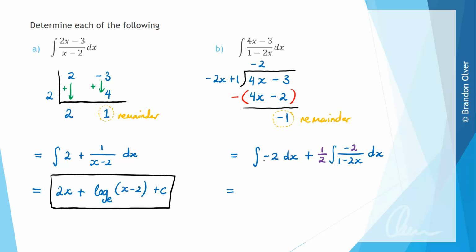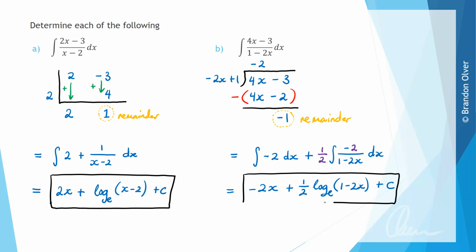The integral of -2 is going to be -2x, and then we add on to that a half times log e of 1 subtract 2x, plus c. For that second integral we had in the line above, the half times the integral of -2 over 1 subtract 2x, the integral becomes log e of 1 subtract 2x in brackets, and this half out the front is multiplying that log term in our answer. So that is the answer to part B of this example.